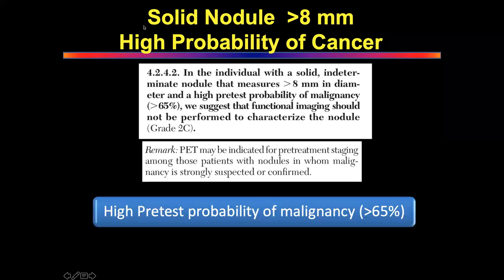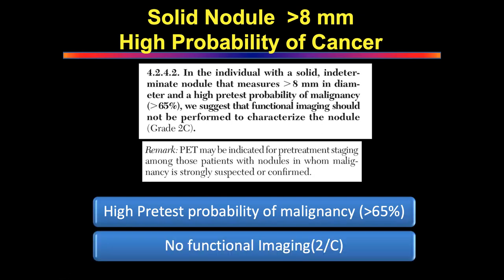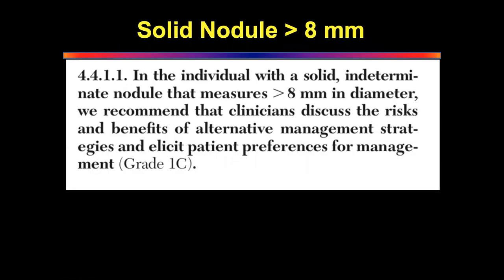If it is a solid more than 8, but high probability of cancer, what are you going to do? Direct biopsy. Yeah, you're supposed to do a PET scan and a biopsy. Okay? So no further imaging, you just go ahead and biopsy it.